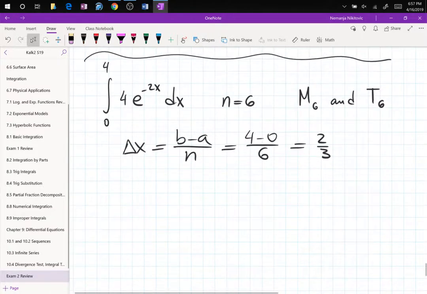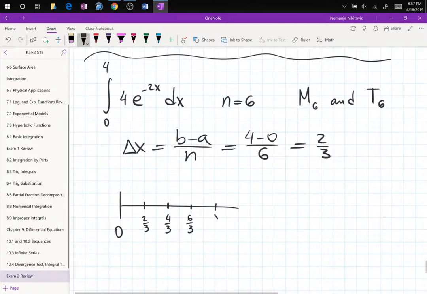Because we're going to do subdivisions now, right? I'm going to have 0, and then 2/3, and then another 2/3 is 4/3. Then 6/3, then 8/3, then 10/3, and 12/3. You can break it into 6 that way: 1, 2, 3, 4, 5, 6. That's it. And 12/3.